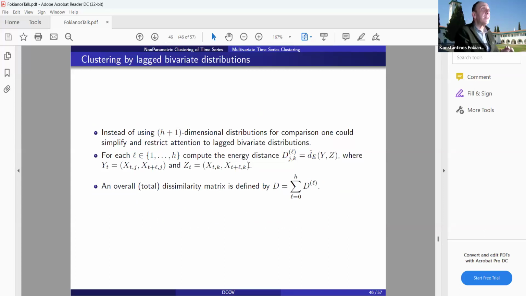Also, you can do clustering by lagged bivariate distributions. Instead of using the h plus 1 dimensional distribution, we can take the lagged bivariate. For example, take L equal 1, you can take X_t^j and X_{t+1}^j, and then X_t^k and X_{t+1}^k, and so on for different L's. So you can form these distances, and then you can take an overall measure of similarity. You can also do this. It depends on what you're looking for.